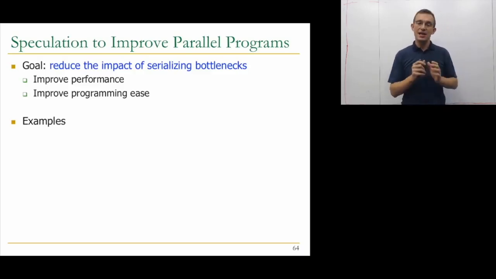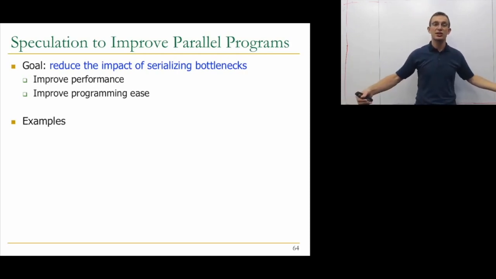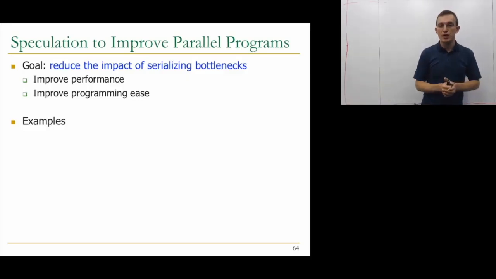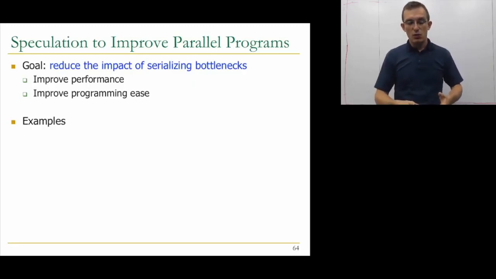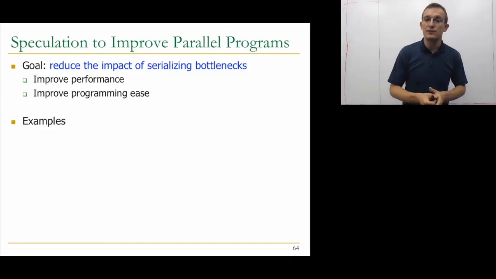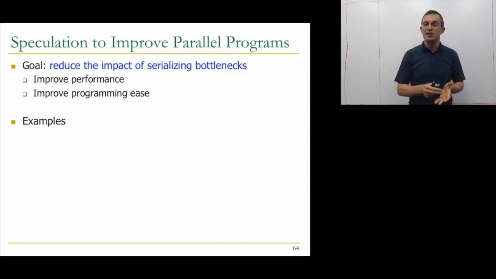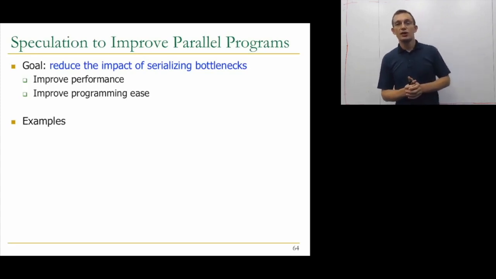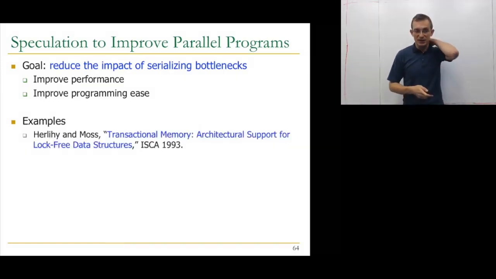Here our goal is very similar, except the parallel program is already written, but there are potentially some bottlenecks in it that can cause serialization. And it's difficult for the programmer to optimize these serializing bottlenecks, for example, locks, critical sections, barriers, bottleneck pipeline stages, which we had discussed in an earlier lecture on asymmetry. The key idea is, why don't we design hardware to do speculative execution to improve the performance of such bottlenecks, as well as improve programmer ease, because the programmer doesn't need to worry about these bottlenecks.